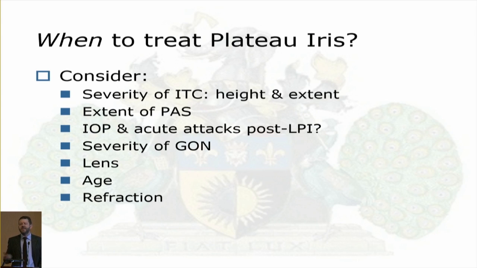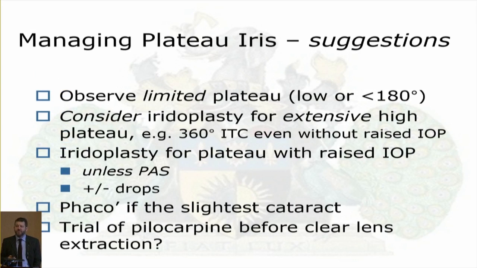So when are we treating it with anything more than iridotomy? Well, I'm considering how severe the iridotrabecular contact is, the extent of it, the extent of any peripheral anterior synechiae, what they've had in the past, particularly the severity of the glaucoma to optic neuropathy. Some patients are still getting elective iridoplasty in our clinic, but much smaller numbers than previously. Any limited plateau, I'm only ever observing now.